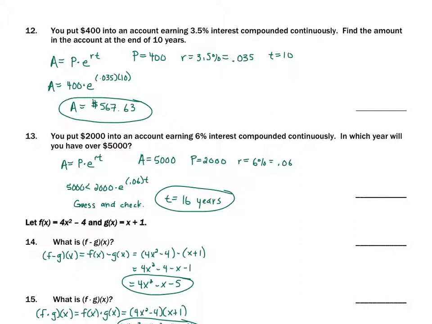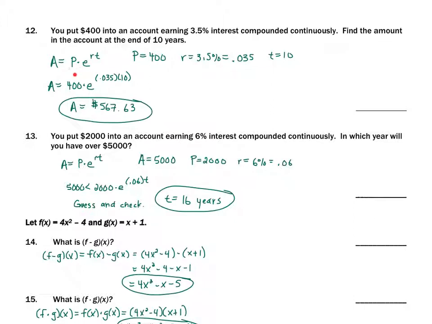Well, if we start with 400, that's our principal. P stands for principal, how much we start with. R is our rate, that is the interest rate. And when we put it in the formula, we always have to put it in as a decimal. T is our time, so how long has it been in the account, how many years.